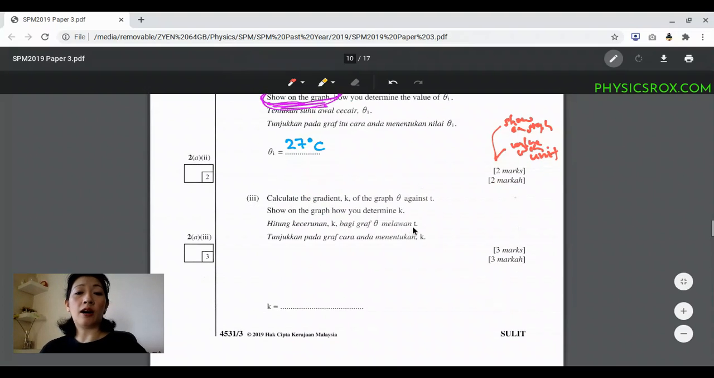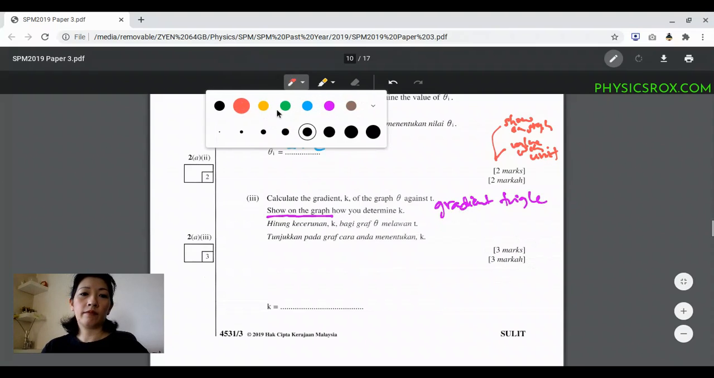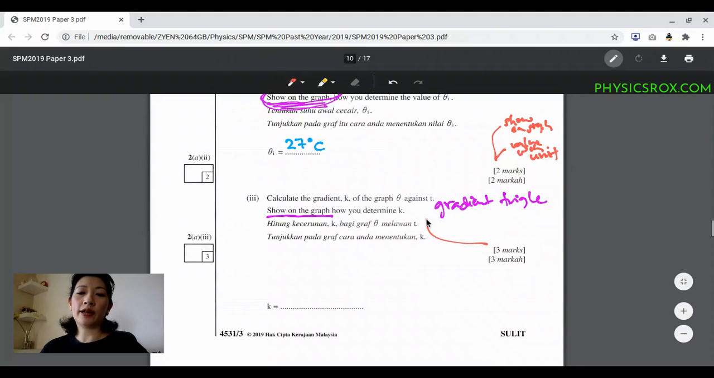Next, calculate the gradient of the graph, theta against t. And like in the previous question, show on the graph. What does it mean when you show on a graph? To show on a graph means you need to draw the gradient triangle. So the 3 marks allocated here is 1 mark for the gradient triangle, 1 mark for the calculation, which means you need to show the values of coordinates that you obtained and you're calculating, and 1 more mark for the final answer, which is the value with the unit.